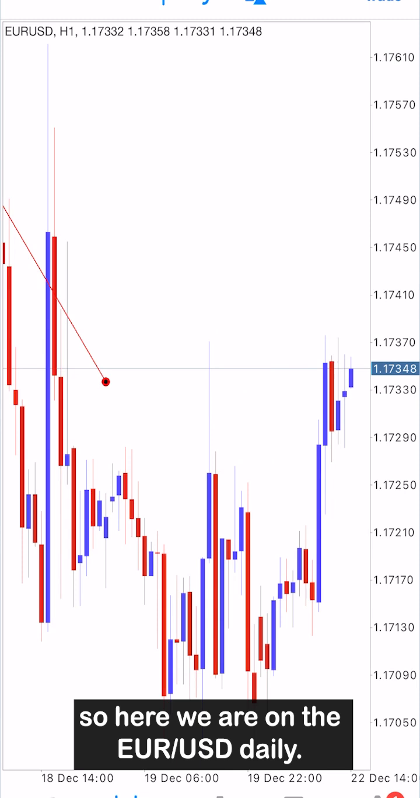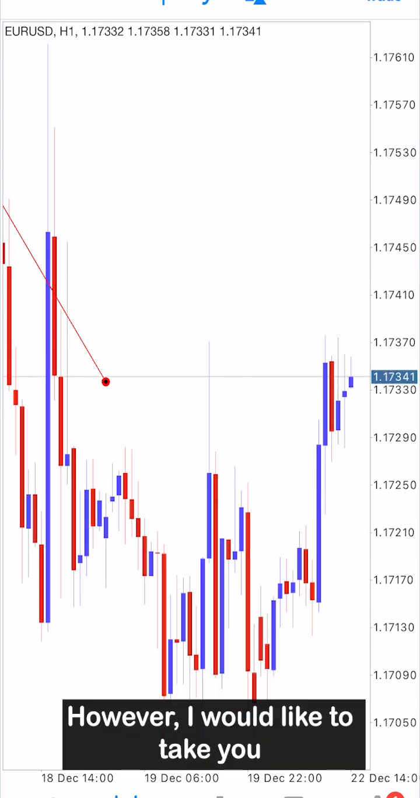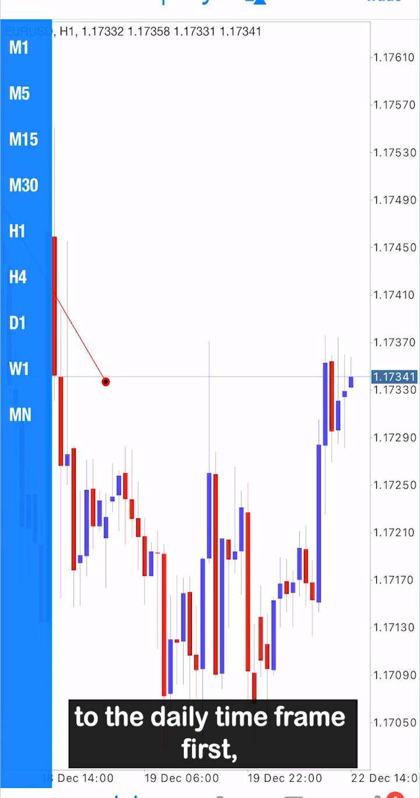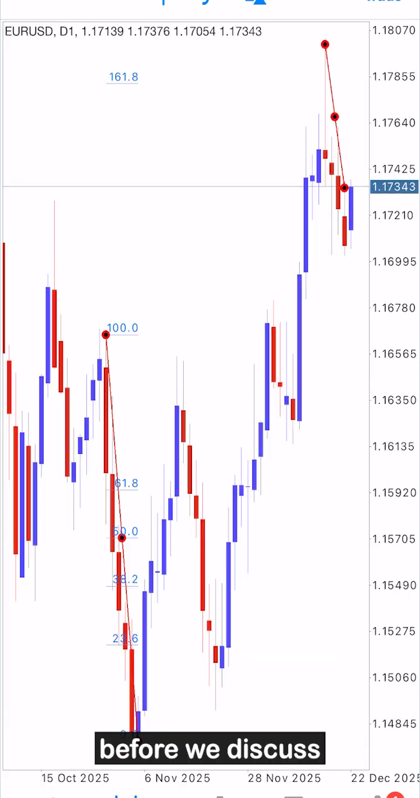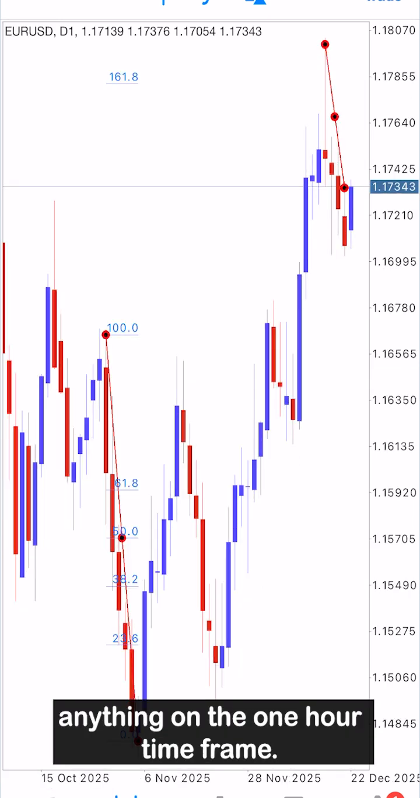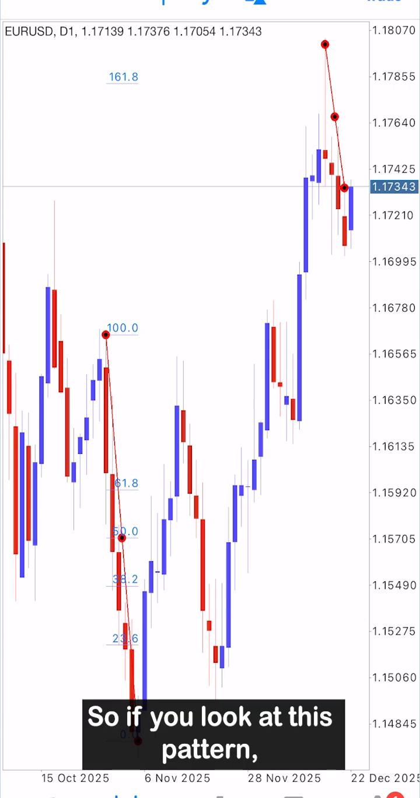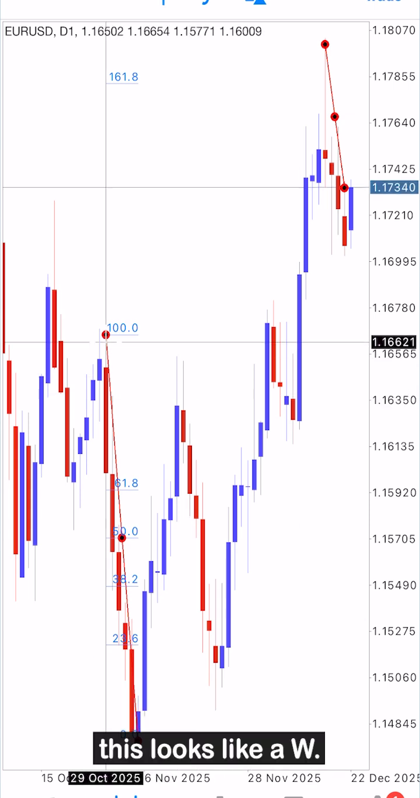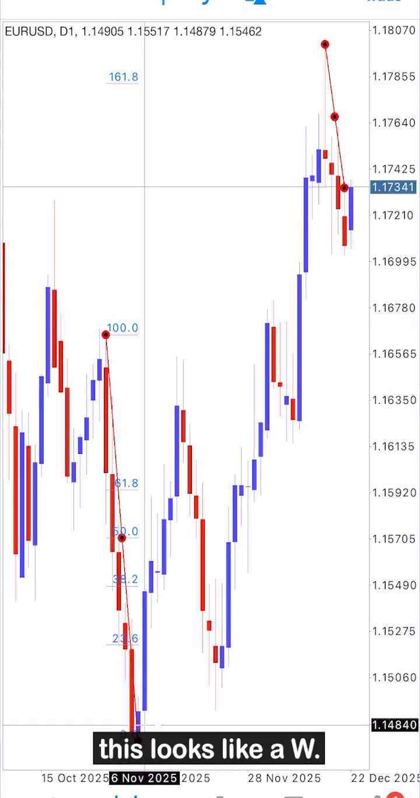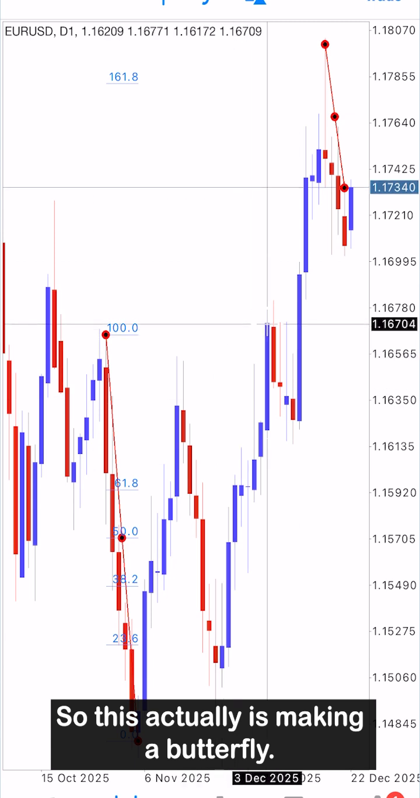All right, so here we are on the USD daily, sorry, not daily time frame. We are on the 1 hour time frame. However, I would like to take you to the daily time frame first before we discuss anything on the 1 hour time frame. So if you look at this pattern, this looks like a W. So this actually is making a butterfly.